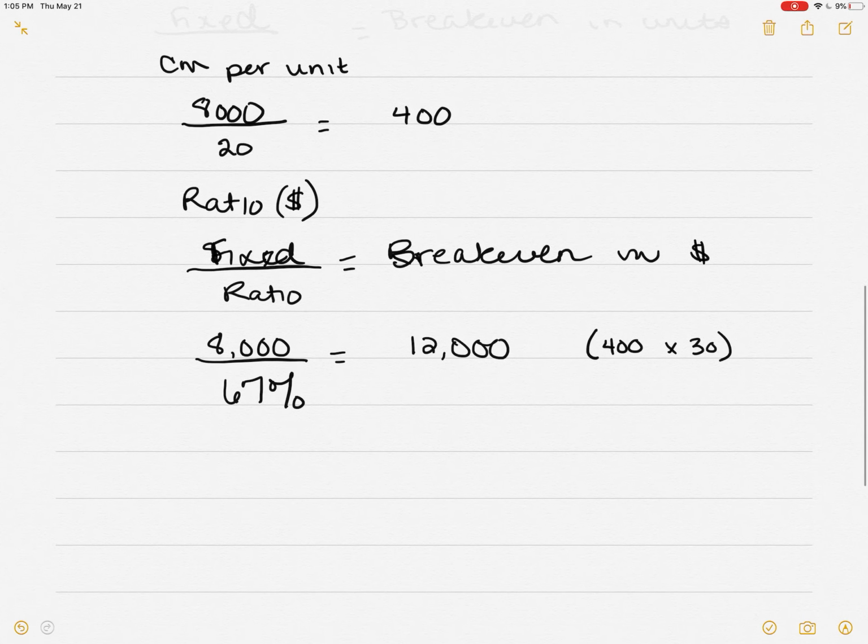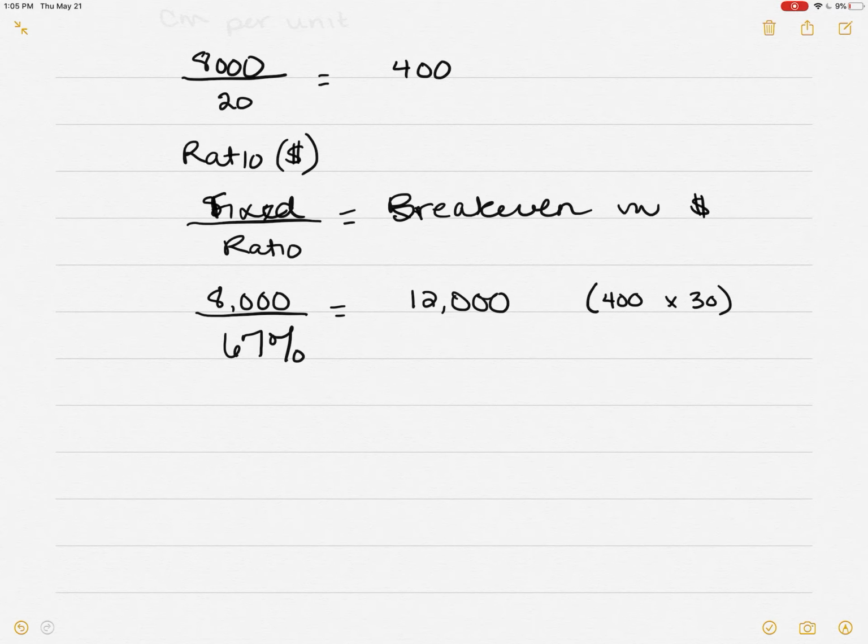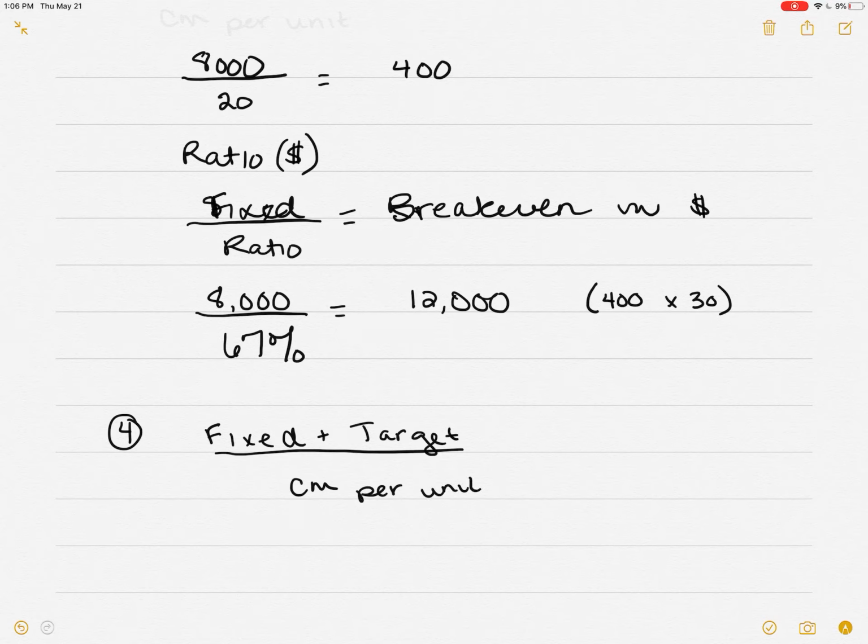So let's look then at number 4. Number 4 is saying, I don't want to break even, I want to make some money. What do I have to do? To find out how much you have to make, and here they just are looking at units, I would take my fixed cost, I'm going to add that target profit, and still divide by my contribution margin per unit. This will tell me how many units I need to sell to earn that target profit.